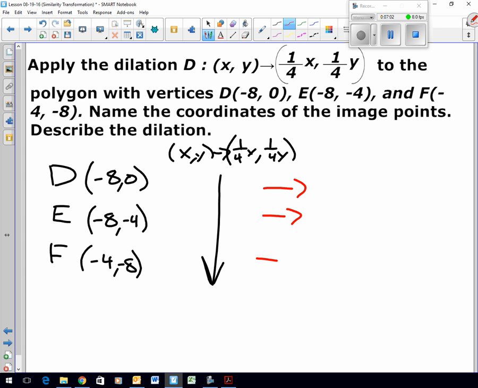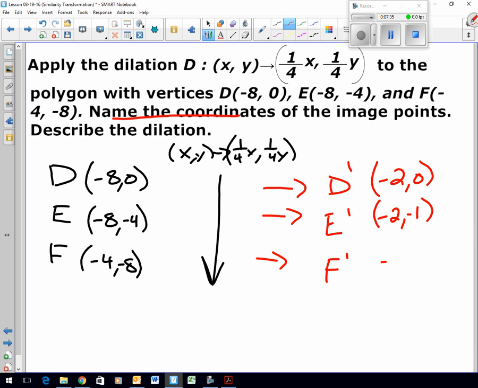When it says name the coordinates, I will name them D prime, E prime, and F prime. I've taken my calculator. I've multiplied 1/4 times everything. What is a fourth of negative 8? Negative 2. What is a fourth of 0? 0. So D prime is at (-2, 0). A fourth of negative 4 is what? So E prime is at (-2, -1). And F prime would be at (-1, -2). Okay? Got me?